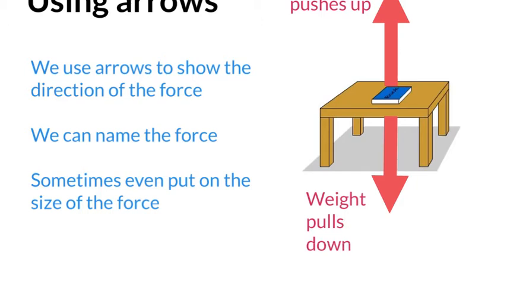But on the other hand, we have a force pushing up. We know this because the book is sitting on the table. So this force pushes straight up, and it's based upon the table itself pushing up. Now sometimes people call this the normal force.